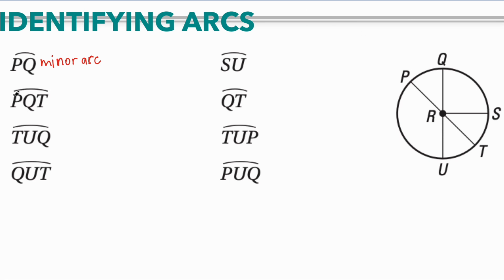Next, I'm going from P through Q to get to T. So I'm going from P towards Q, but I'm going to keep going around until I get to T. So I'm going from P all the way around to T. That is exactly halfway around the circle. So this is considered a semicircle because it is exactly 180 degrees, because that is a diameter. A diameter creates a semicircle.